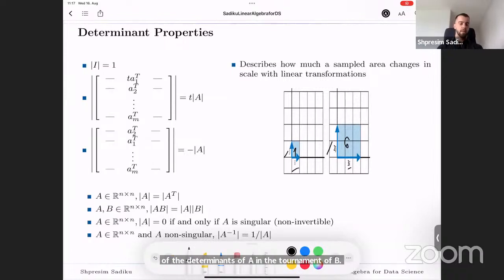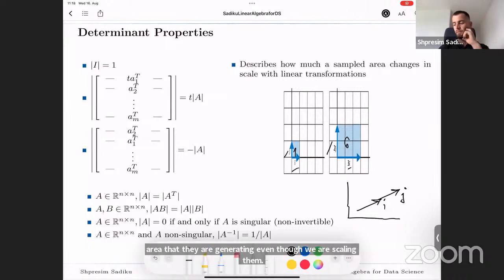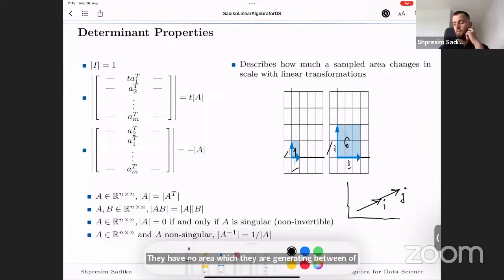And if we have a matrix A in R^(n×n), then the determinant is 0 if and only if A is singular or non-invertible. It means that it does not have full rank, which means that its columns are linearly dependent. So if we were to have it in this case, this would be the vector i, and the vector j would be just an extension of it, so that they don't have any area that they are generating, even though we are scaling them. So in that case, the determinant would be 0.